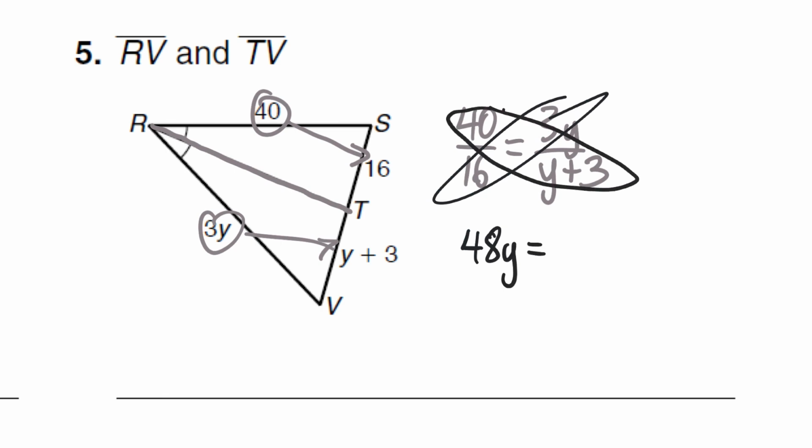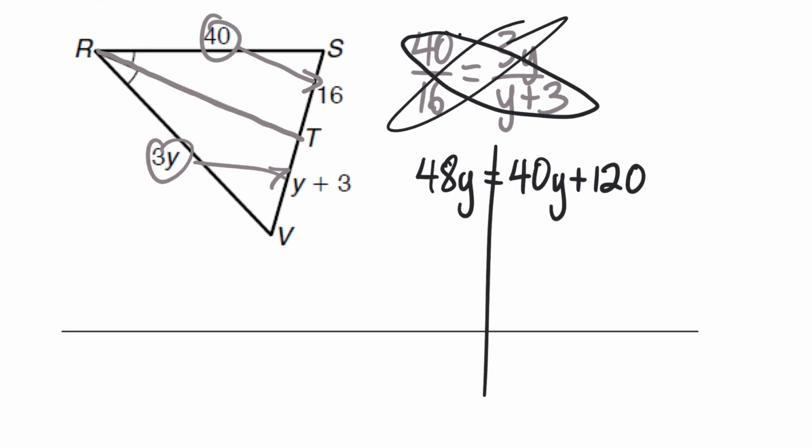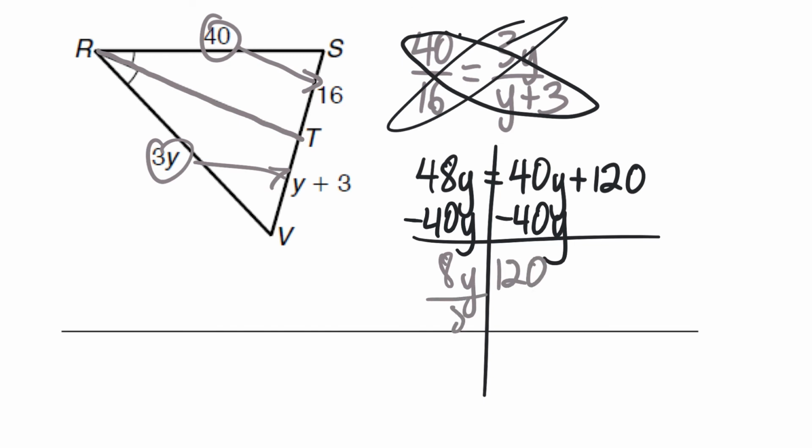And then what's 40 times y plus 3? 40y plus 120. Yep. Okay, then we just want to get our y's together first. So subtract 40y from both sides. This gives us 8y equals 120. Divide both sides by 8. So y equals 15.